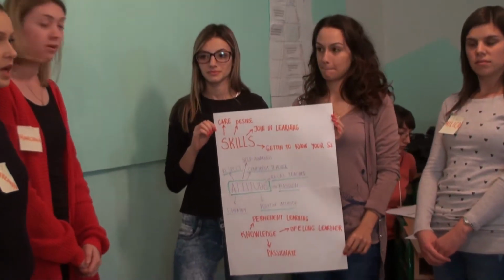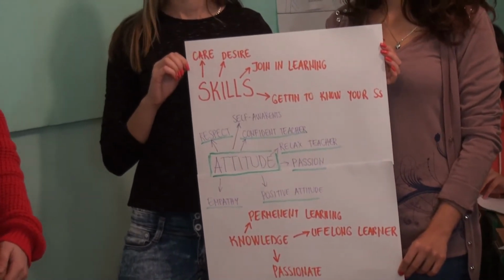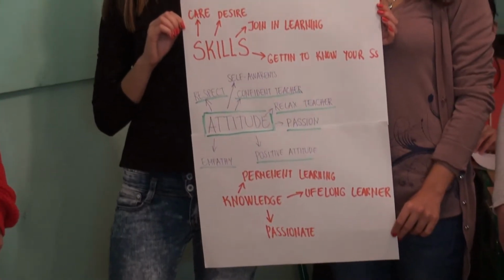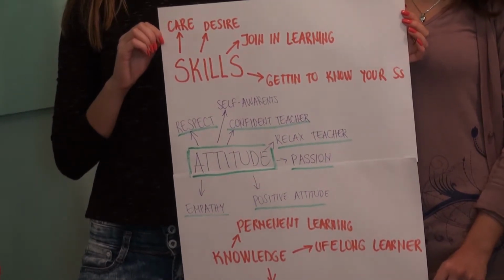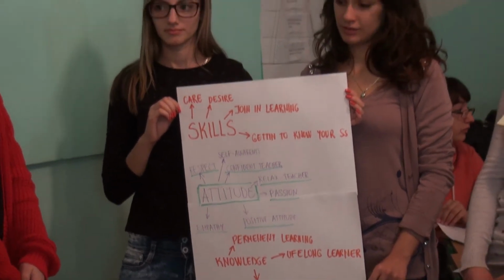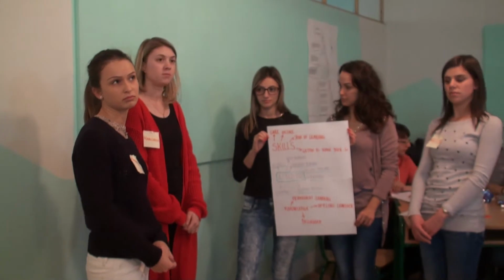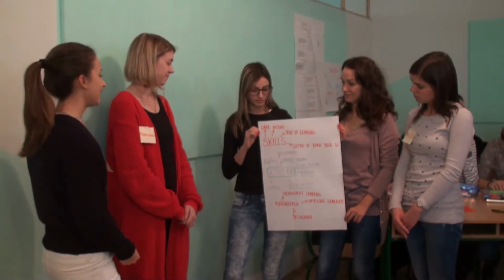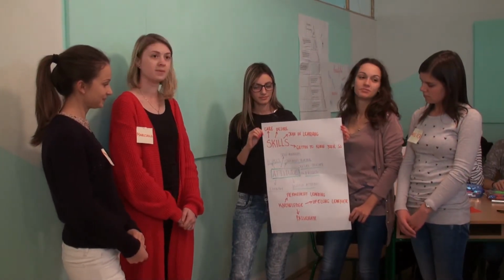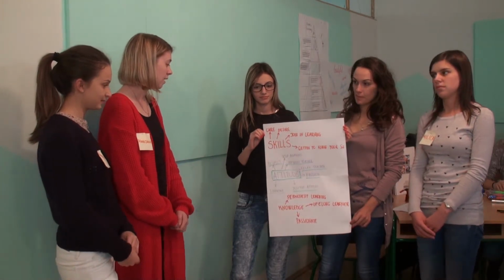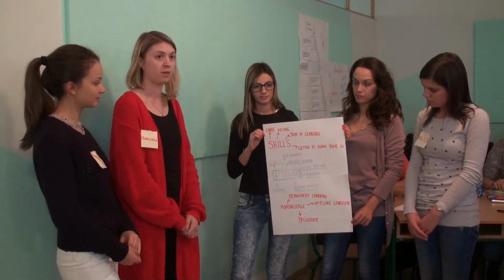Okay, what about the attitude? What kind of attitude should a teacher have? Empathy. Good. Passion. Positive attitude. Maybe some relaxed. Confidence. Confidence. True. What about the knowledge? What do you have for knowledge? For knowledge, they have a lifelong learner, passionate team, and permanent knowledge.